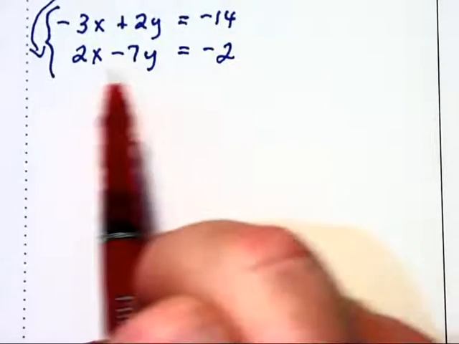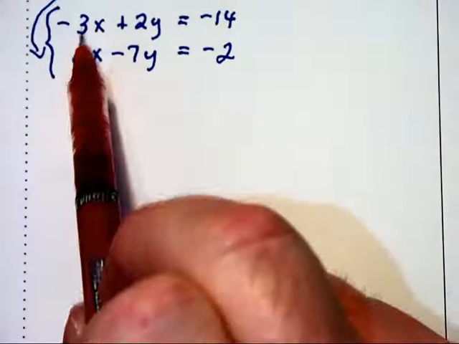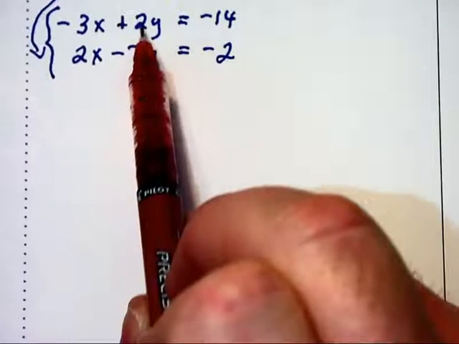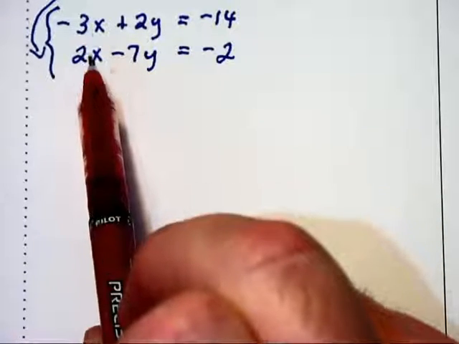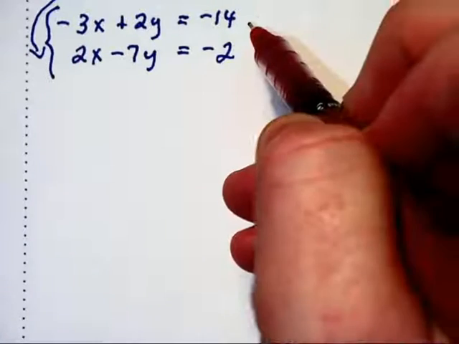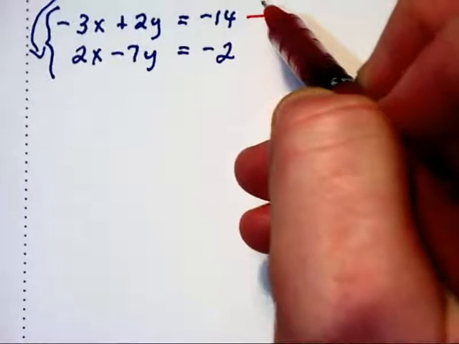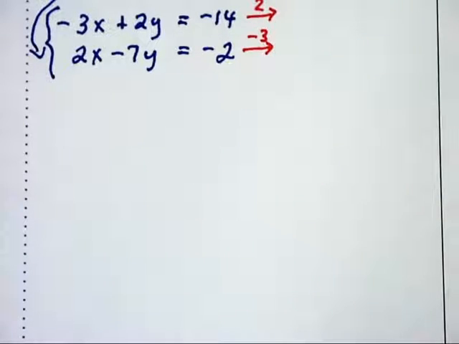We need to choose a variable to eliminate, and since the least common multiple of negative 3 and 2 is 6, as opposed to 14 for the y coefficients, we're going to choose to create 6 x's in this first column, so to speak. So let's multiply the first equation by 2 and the second equation by negative 3.